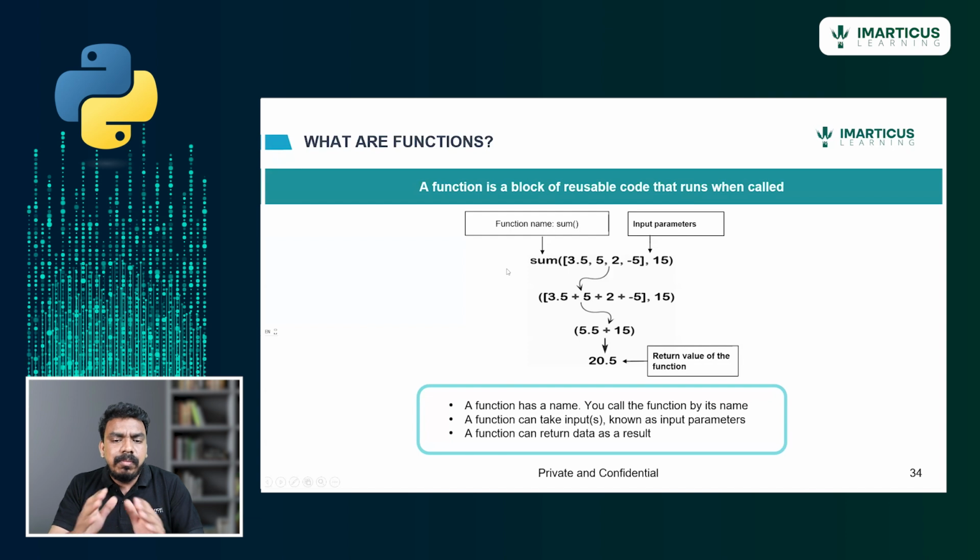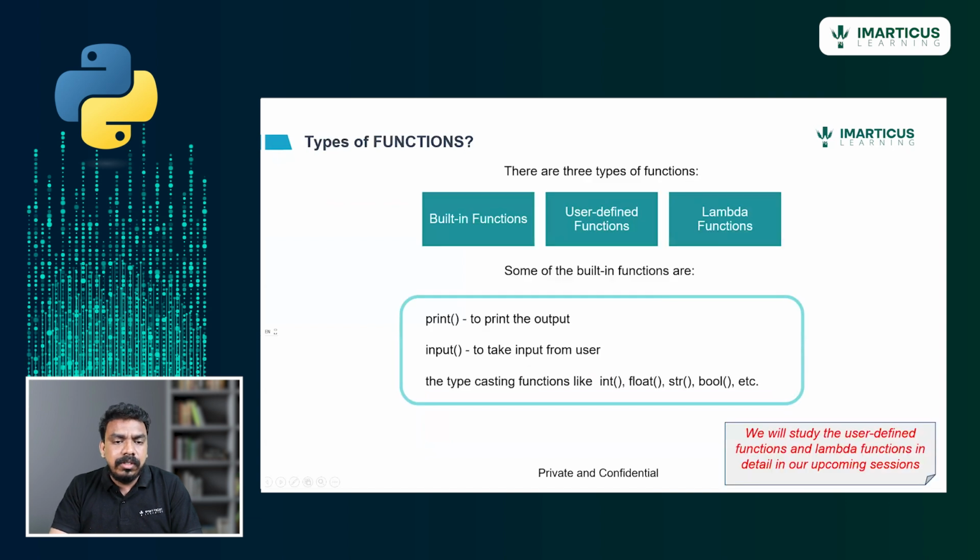So functions are basically separated or divided into multiple different types. One is built-in functions, user-defined functions, and as well as lambda function. We also call this as anonymous functions. So now we'll talk in detail about what are the various types of functions.